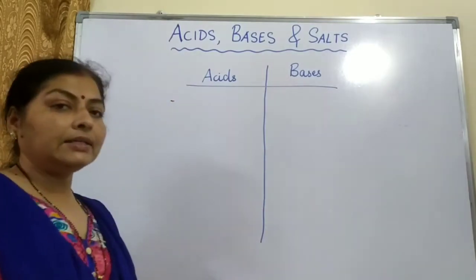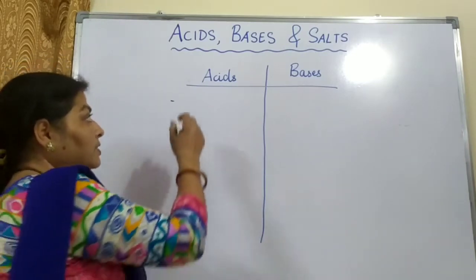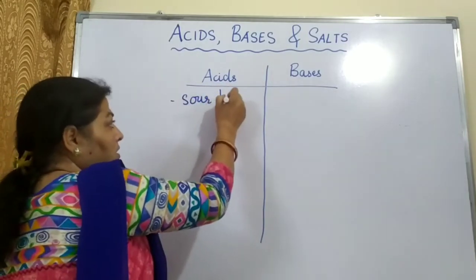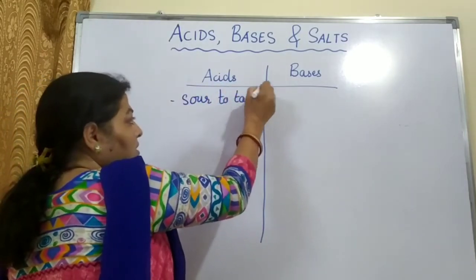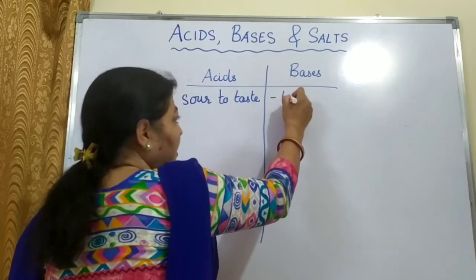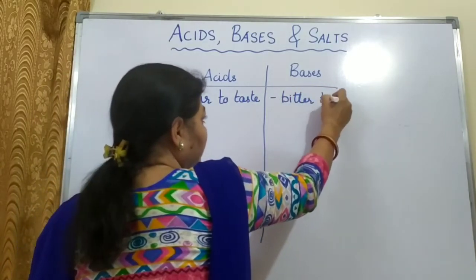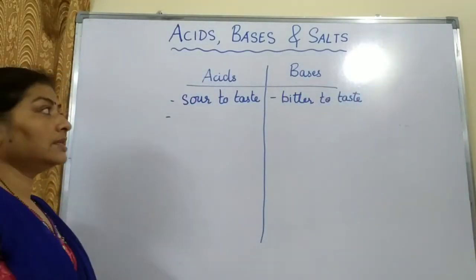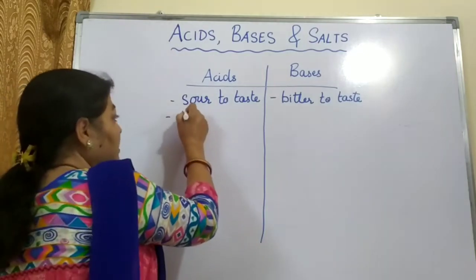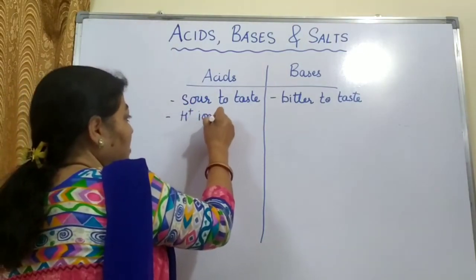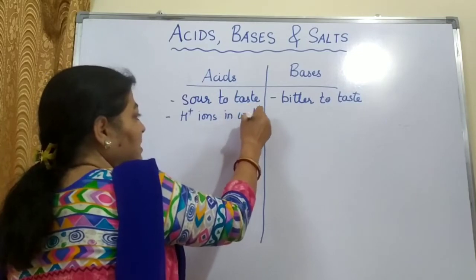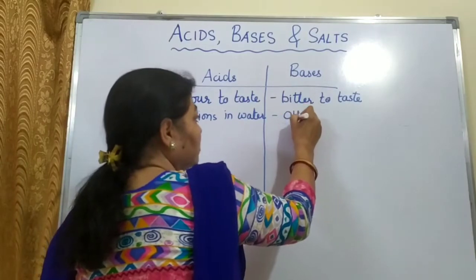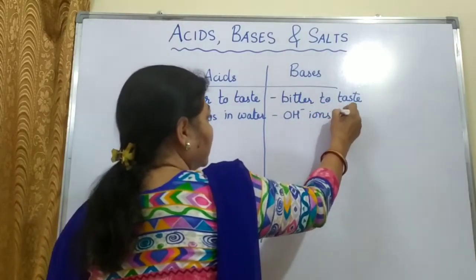So what is an acid, children? The acid is that substance which is sour in taste. We have studied earlier. Sour to taste. And then what are bases? Bases are those which are bitter in taste. Then acids, we say they are those substances which give H plus ions in aqueous medium or in the presence of water. And bases are those substances which give OH minus ions in water.